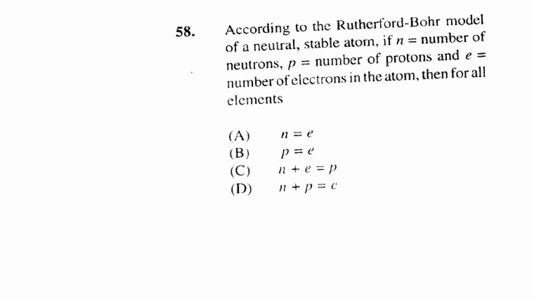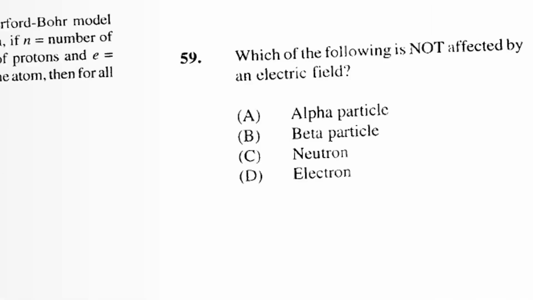Number 58. According to the Rutherford-Bohr model of a neutral stable atom, if N is equal to the number of neutrons, P is equal to the number of protons, and E is the number of electrons in the atom, then for all elements, N is equal to E, option A, P is equal to E, option B, N plus E equals P, option C, or N plus P equals E, option D. Well, if it's a neutral stable atom, then the number of electrons is equal to the number of protons, so the answer is B.